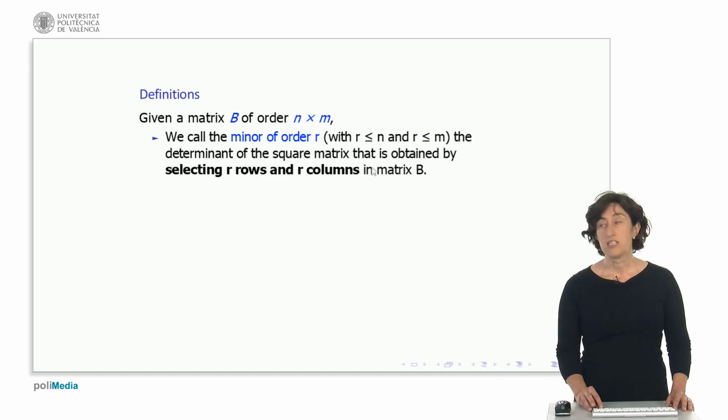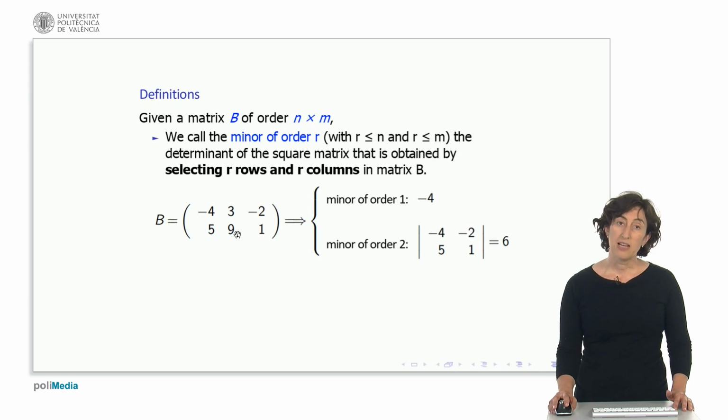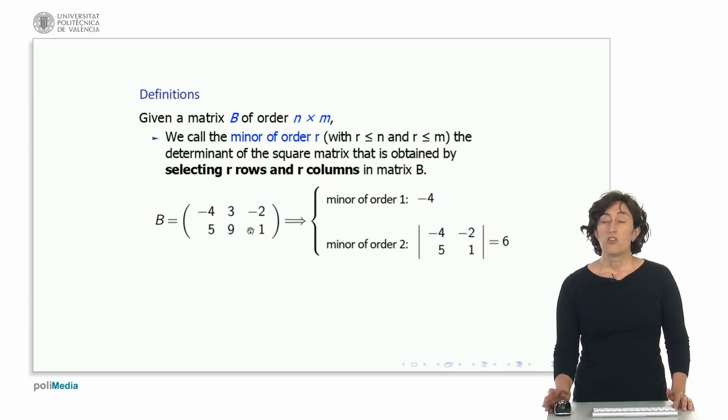So, for example, given this matrix B, minus 4, 3, minus 2, 5, 9, 1, I can build a minor of order 1 by selecting a row and a column, for example, minus 4, first row, first column. It could also be minus 2, first row, third column, or 9, second row, second column. That is, all of them would be minors of order 1. For minors of order 2, I can select, for example, first row and second row with first column and second column, and I have minus 4, 3, 5, 9.